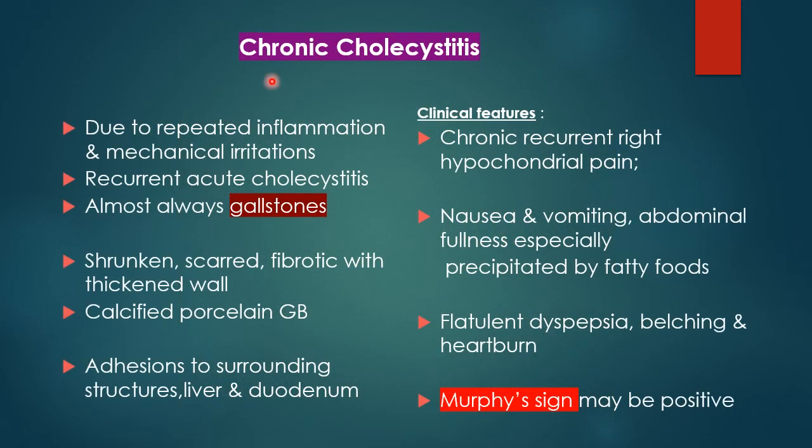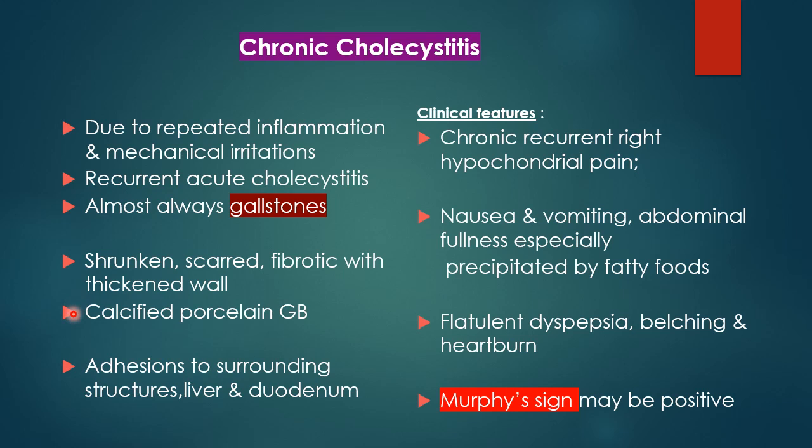Okay, now we continue with chronic cholecystitis. Chronic cholecystitis is due to repeated inflammation and mechanical irritation by the gallstones, and this is due to recurrent attacks of acute cholecystitis. Almost always the cause is gallstones. As a result of these repeated attacks of chronic inflammation, the gallbladder becomes shrunken, scarred, fibrotic, and thickened wall.